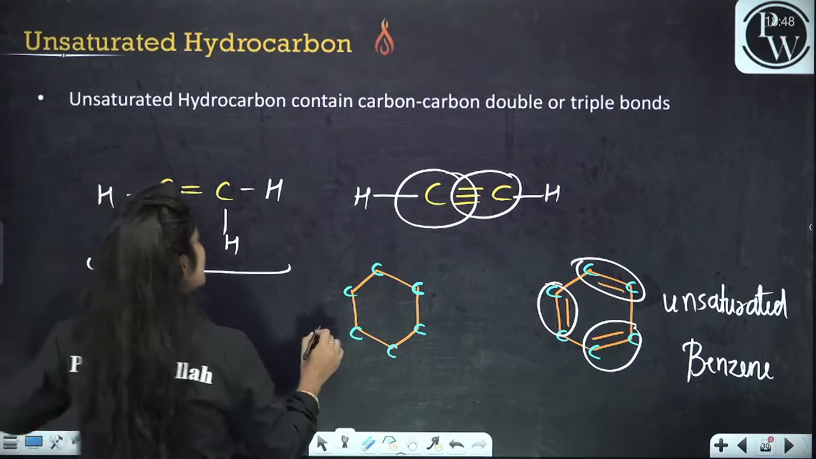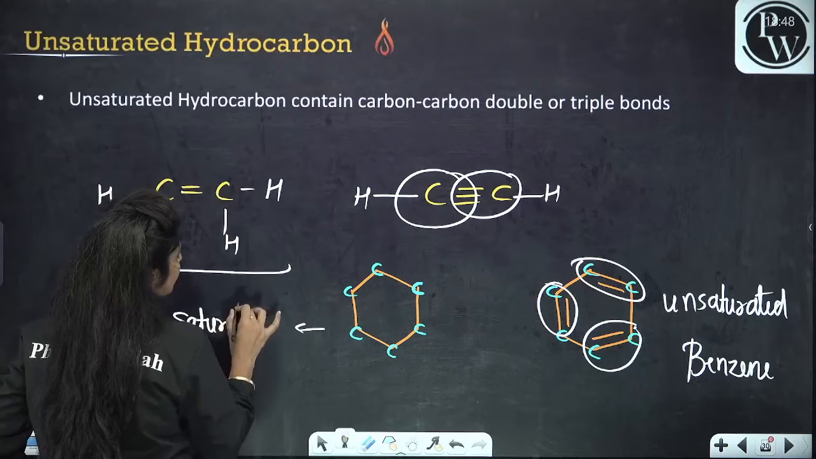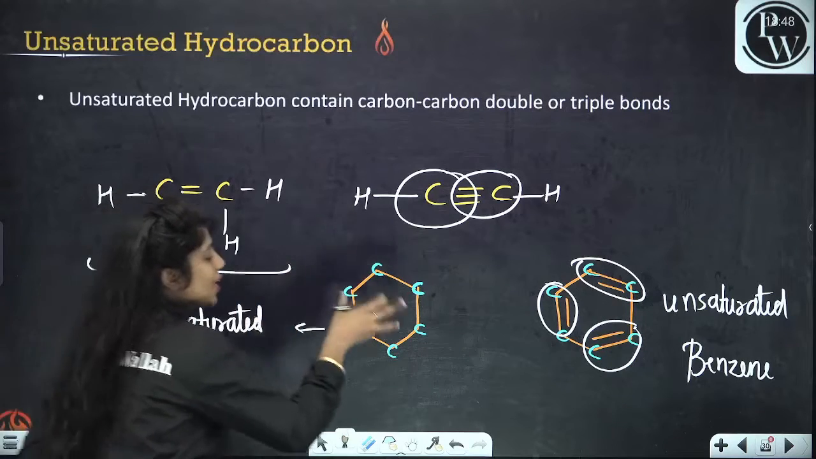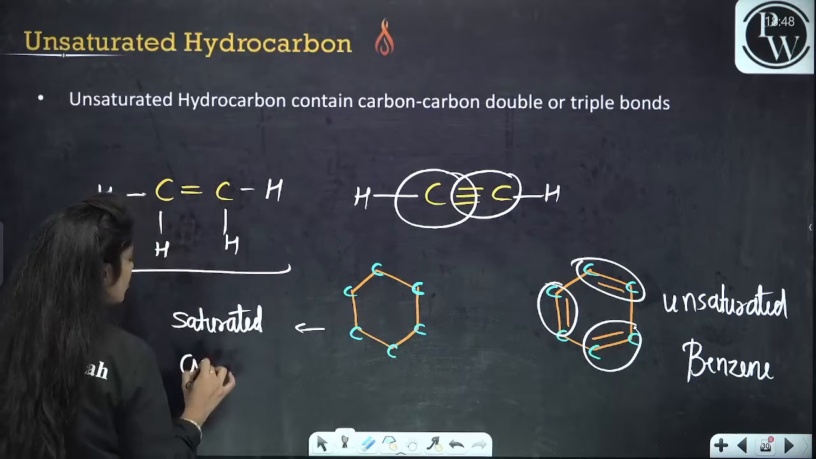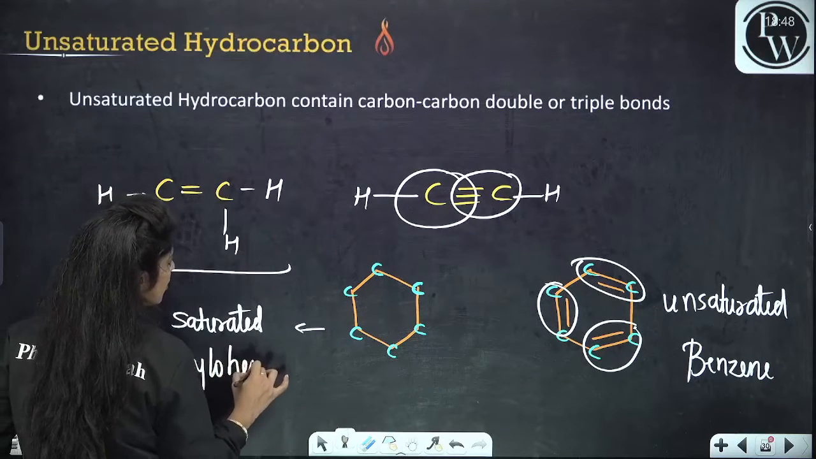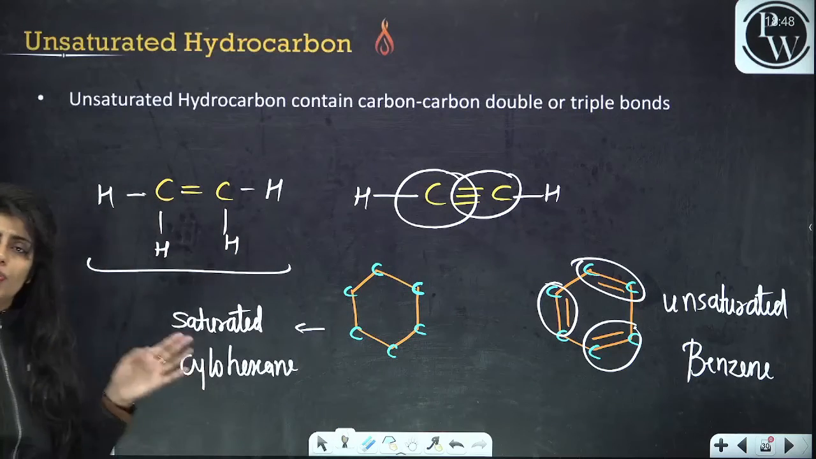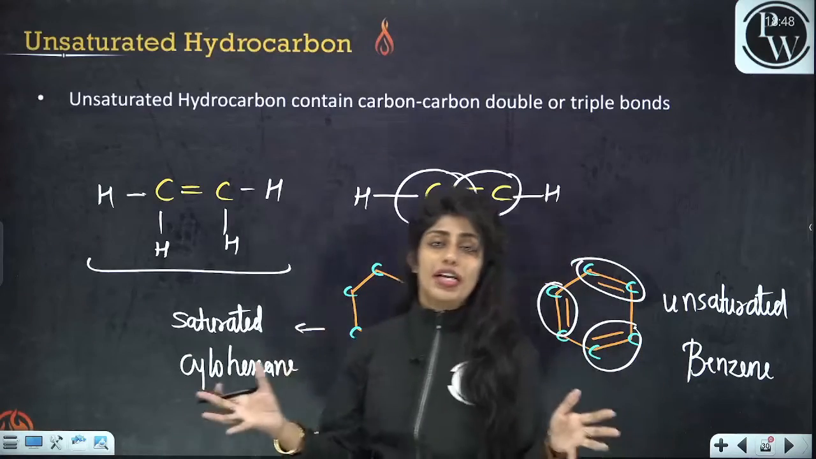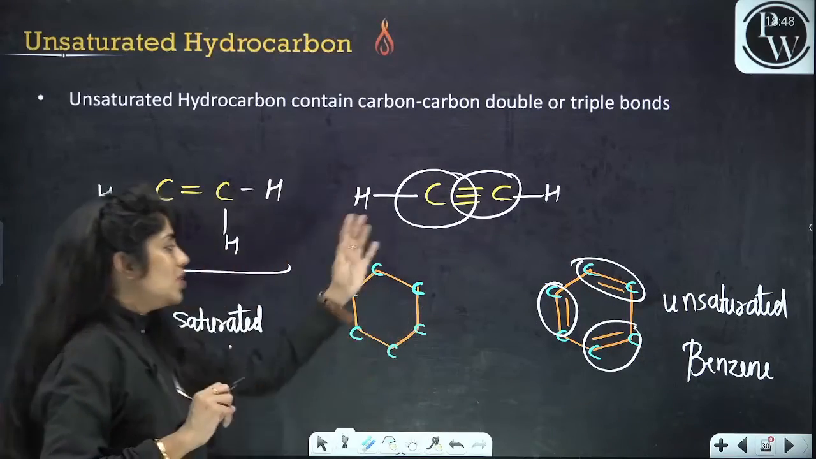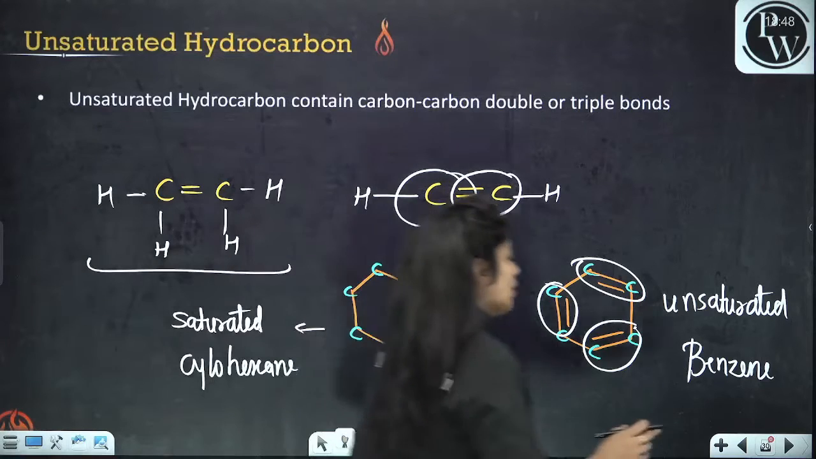Also, this one is saturated. Simple saturated. Okay, a saturated cyclic compound, I can call it cyclohexane. And these both have different properties because both are from different kinds of compounds, unsaturated and saturated. Are we done? Alright then.